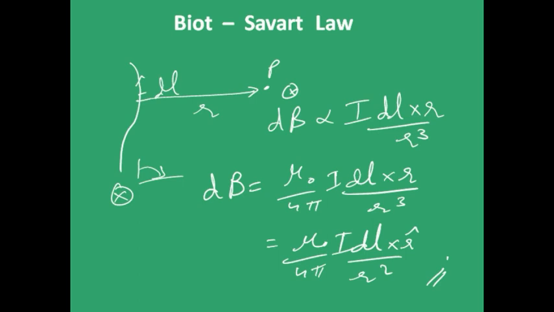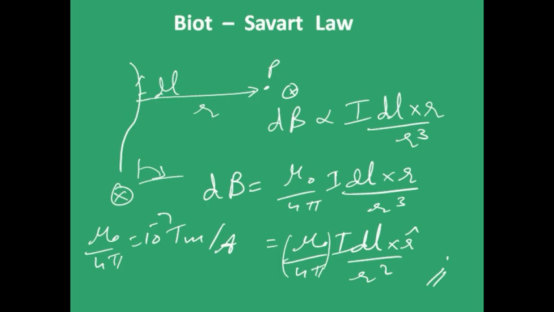Now, this constant mu naught by 4 pi, its value is 10 power minus 7 and units are Tesla meter per ampere. Okay, what is mu naught? Mu naught is the permeability of free space or vacuum.